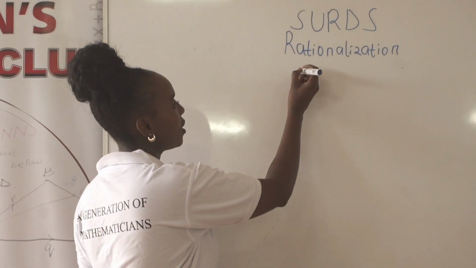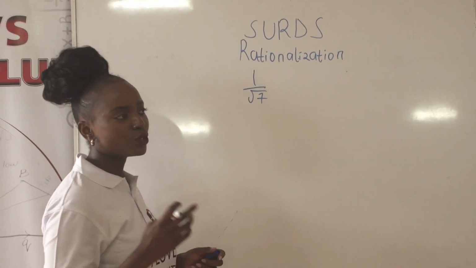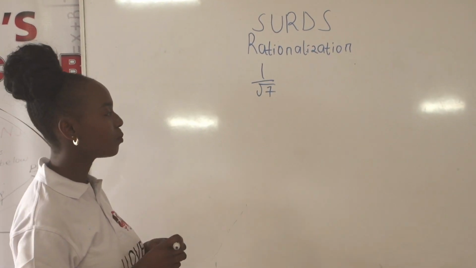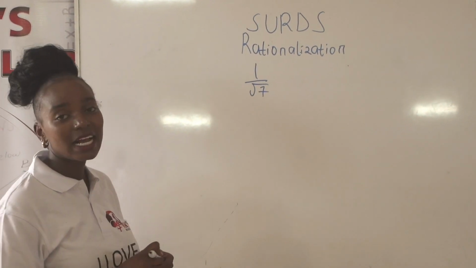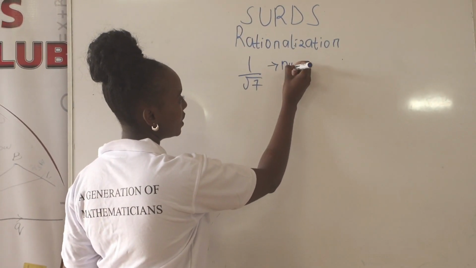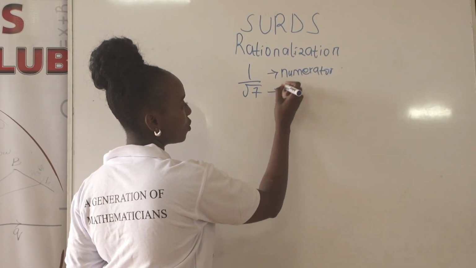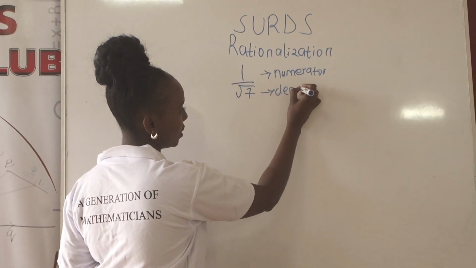So when you're given 1 over the square root of 7, basically when it comes to rationalization, what it means is you take the denominator. So I'll go ahead and introduce, this is usually your numerator. When you talk about fractions, the bottom is the denominator.